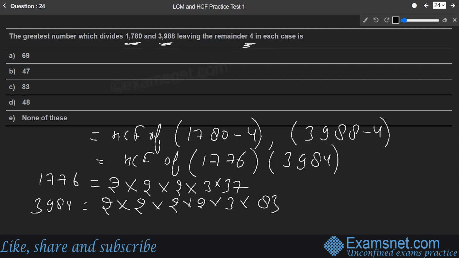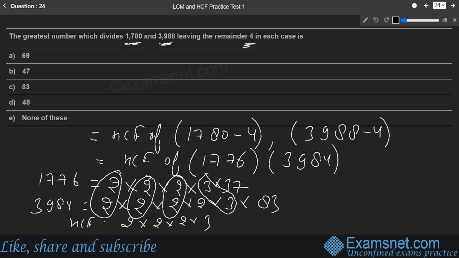Now we have to find the greatest common factor. Look at that: this 2 is common, this 2 is again common, 2 again common, and this 3 is common. So these are the highest common factor: 2 into 2 into 2 into 2 into 3. That's what the highest common factor is. How much is this? 2 times 2 is 4, times 2 is 8, times 2 is 16, times 3 is 48.